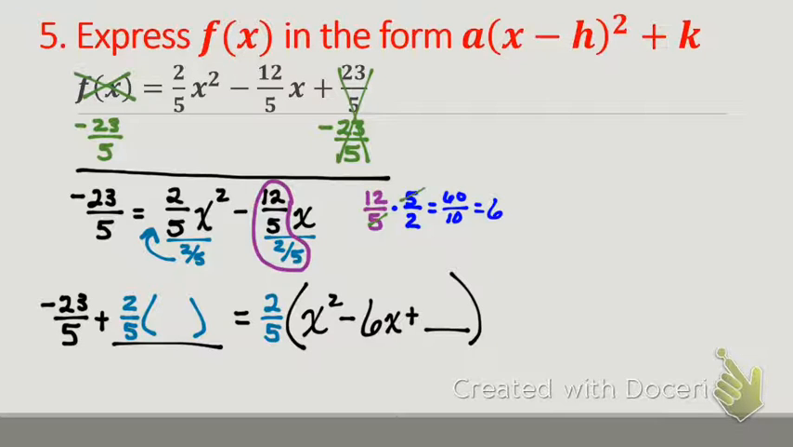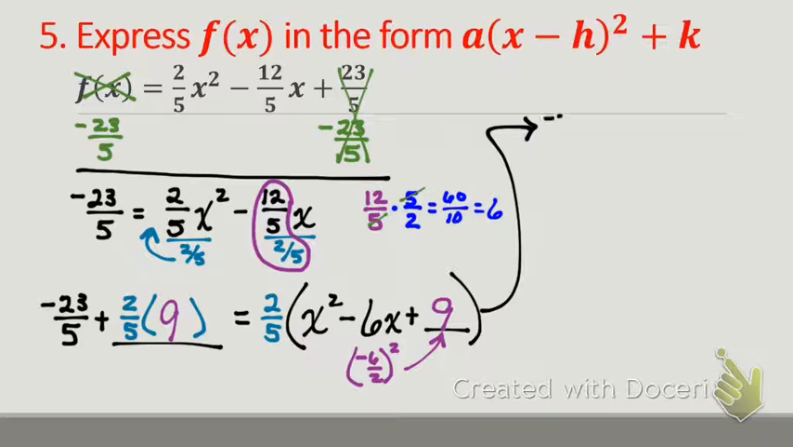Yes, ma'am? What's going to go on my line? 9. Negative 6 divided by 2, and then I square it. So 9 here and 9 here. So I have negative 23 over 5 plus 2/5 times 9. 2 times 9 is 18. So I have 18 over 5 equals 2/5. And then how is this going to factor then? X minus 3 squared.